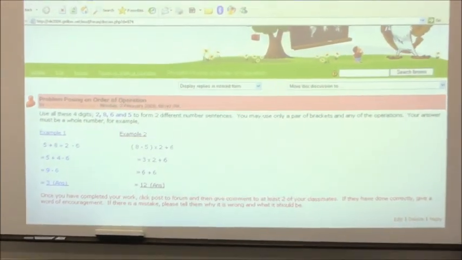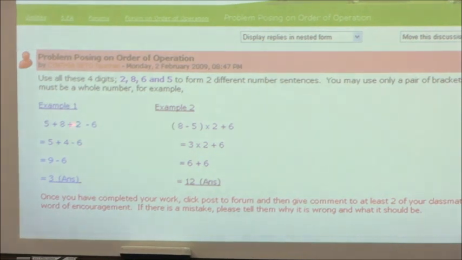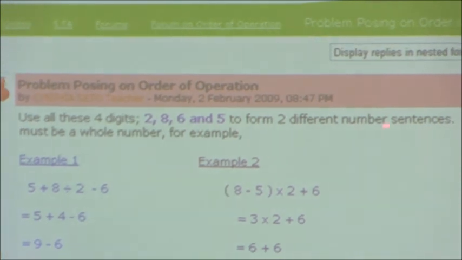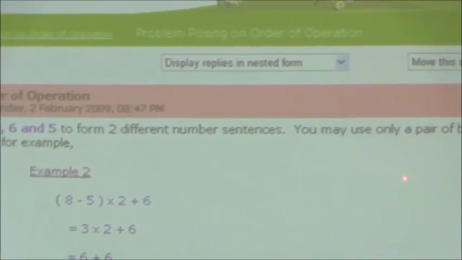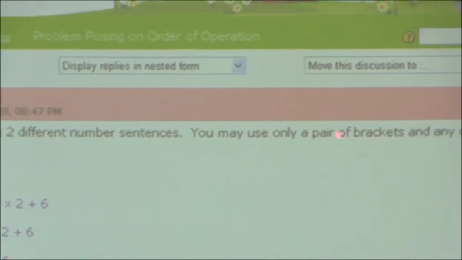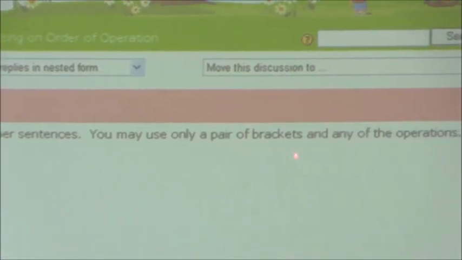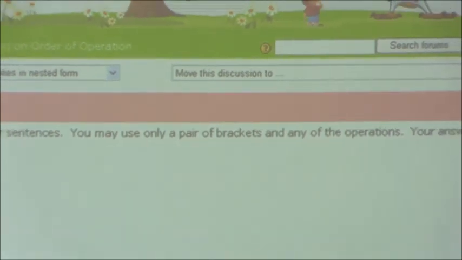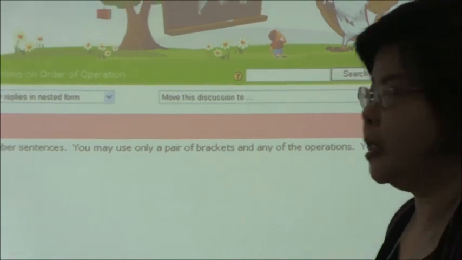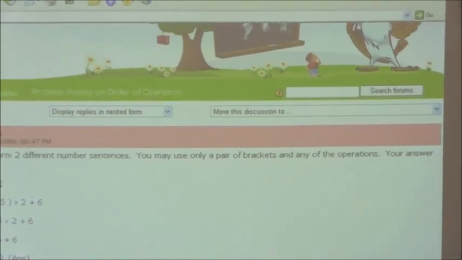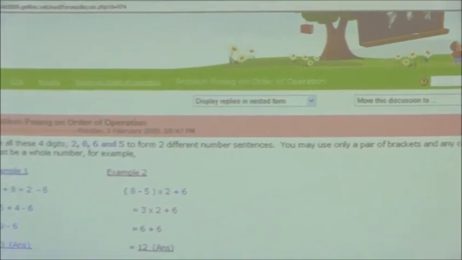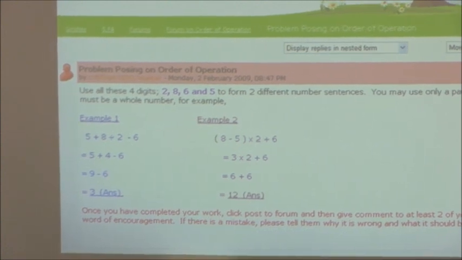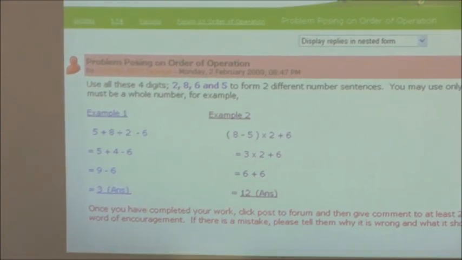So I posted a question to a forum. They are supposed to use all 4 digits, 2, 8, 6, and 5, to form 2 different number sentences. In this particular exercise, I specified that they can only use a pair of brackets and any of the 4 operations. As this class is very weak in mathematics, I provided examples as scaffolds. My colleague who used this lesson in her teaching did not provide the example because her pupils are of higher ability than my class.